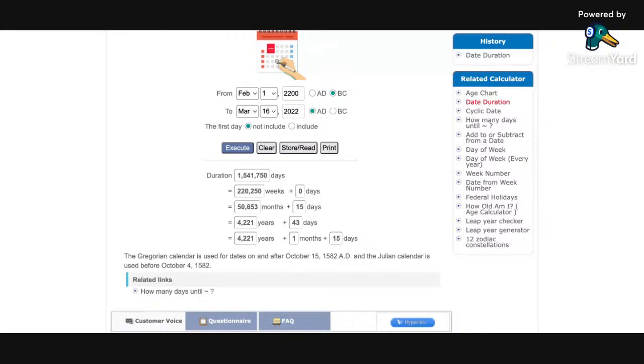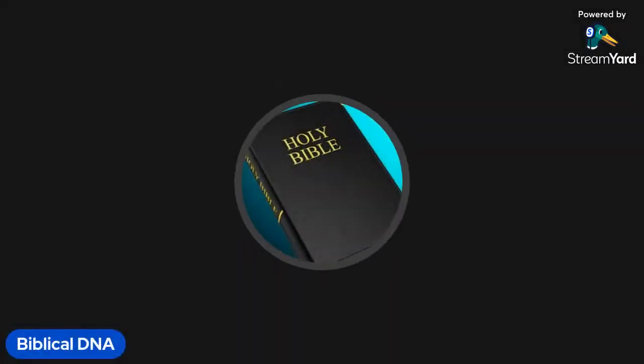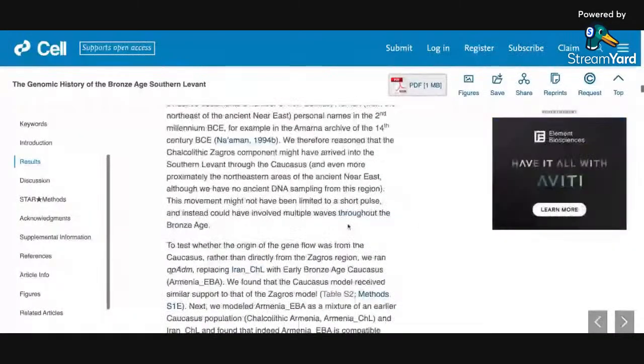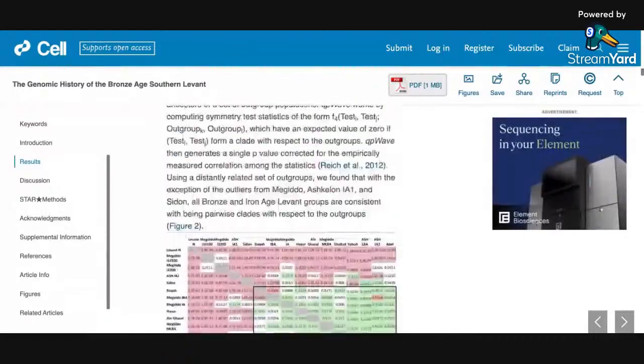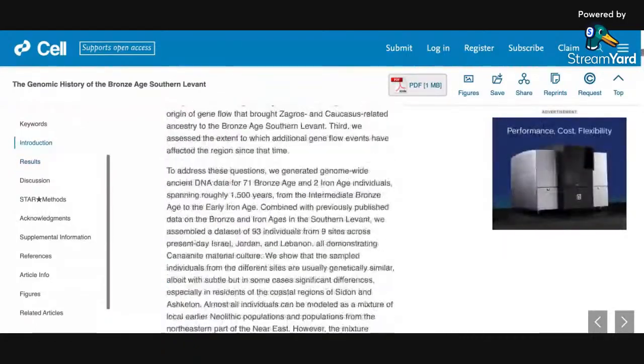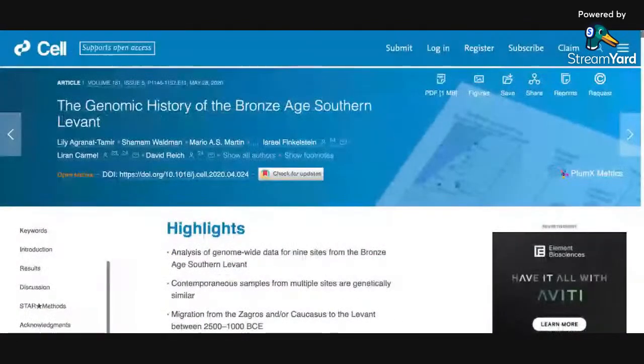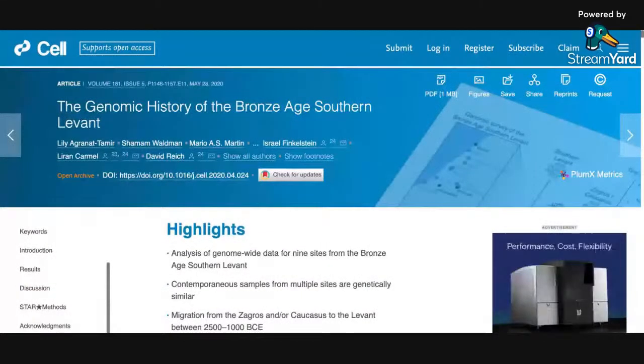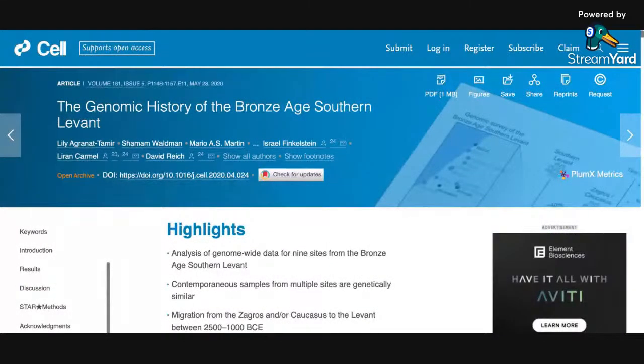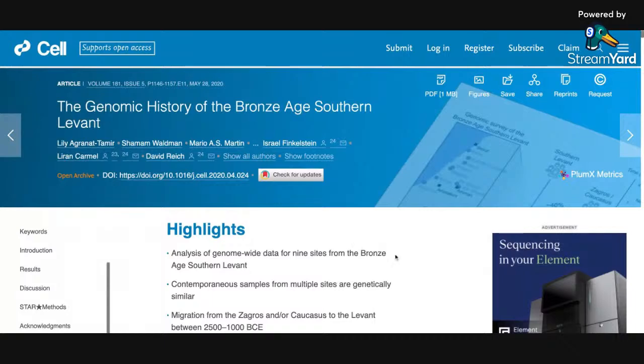The next website that I want to share is going to be the genomic history of the Bronze Age Southern Levant. And this one's important because there's a concept that there are two non-Semitic Hurrian brothers that were found in their research. And on the same website, I'm going to show you exactly how to download an Excel spreadsheet that has the paternal and the maternal DNA.